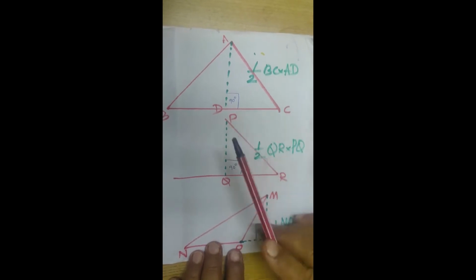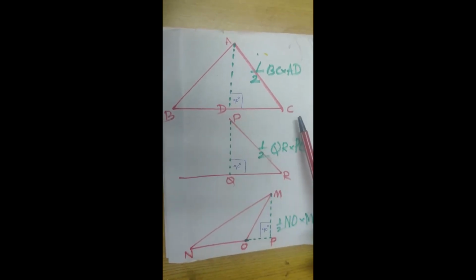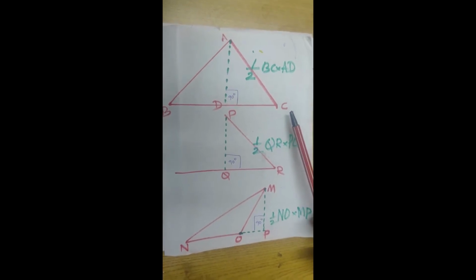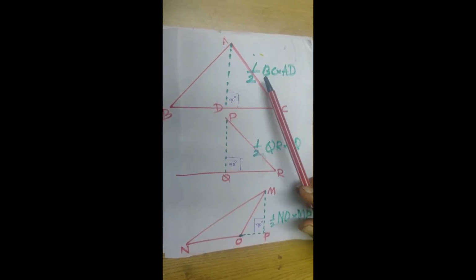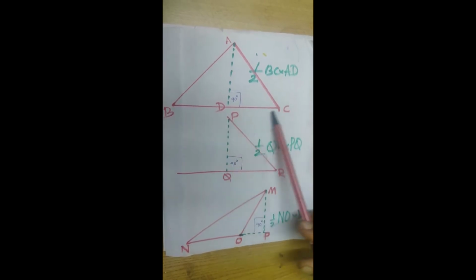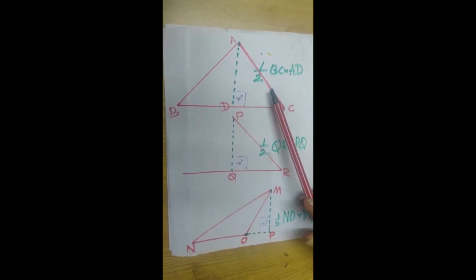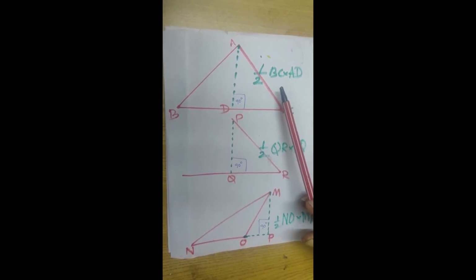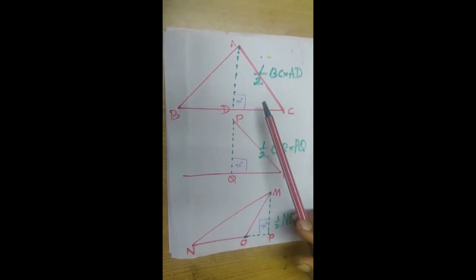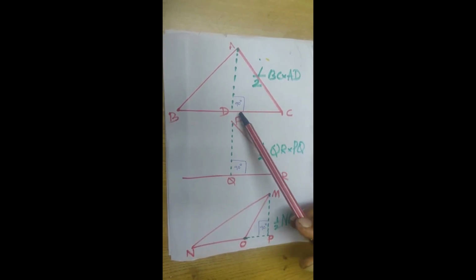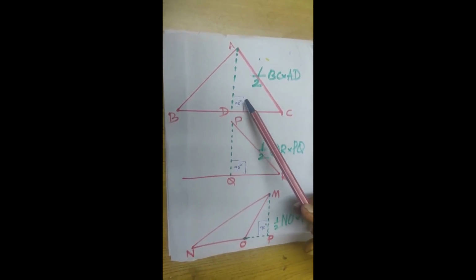Triangle ABC area. We are going to find the triangle ABC area, that is 1 by 2 BC into AD, as per the formula of BH by 2. Because it is an acute triangle, the internal height AD lies internally.